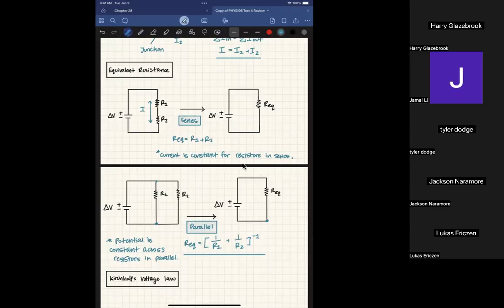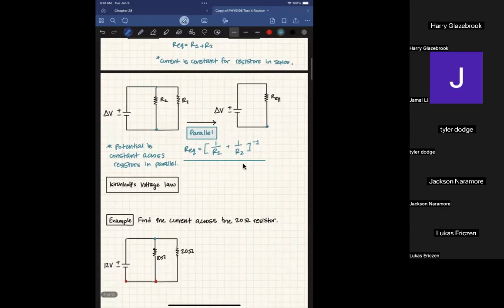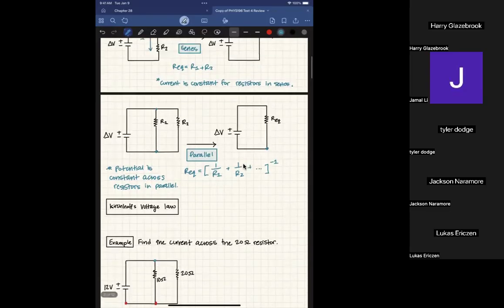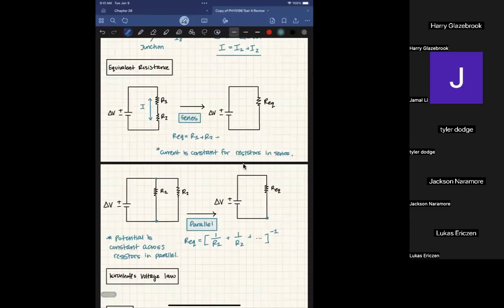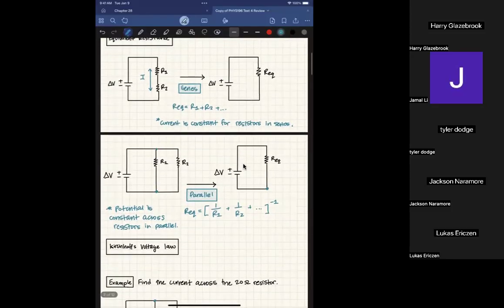What if they're more in parallel? Oh, that's a really good point, actually. I just gave you an example with two resistors, but if there's more resistors, you just do the same thing. If we had 5 resistors in parallel, it would be 1 over R1 plus 1 over R2 plus 1 over R3. You get the gist. Same thing for series. You use it for however many you have in series. So good point, Enzo. Thank you.